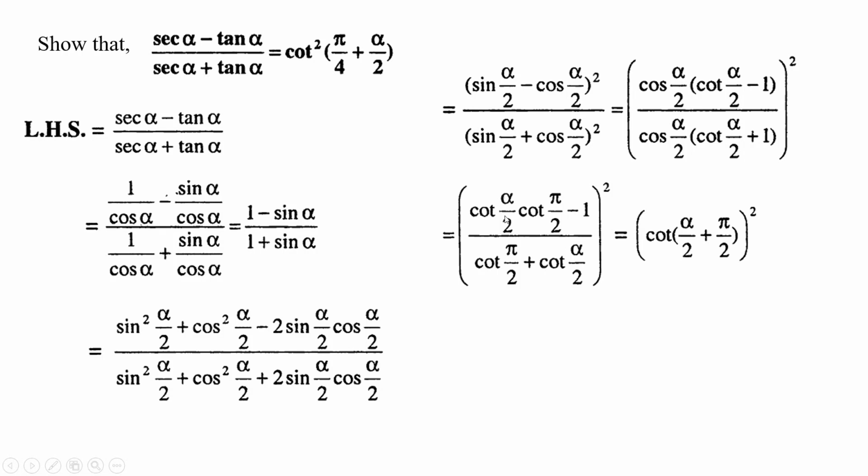So lastly, in the formula cot (a plus b) equal to (cot a cot b minus 1) by (cot a plus cot b). So finally we get cot square (alpha by 2 plus pi by 4), and it is the right hand side.